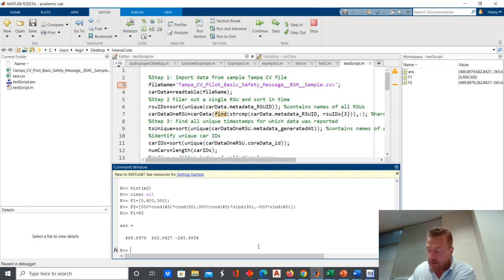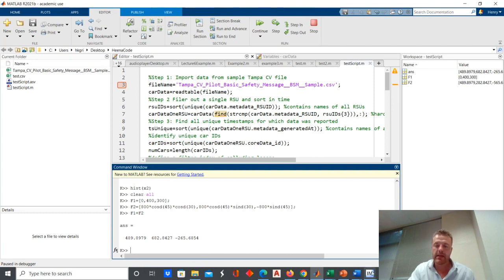So I'm just going to use 5 sig figs for now, just because I'll show you why in a minute. So that would be 90 and 682.84 and minus 265.69. And this is all in units of pounds, I believe.